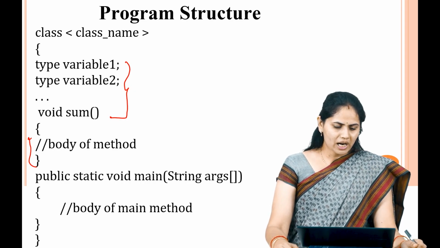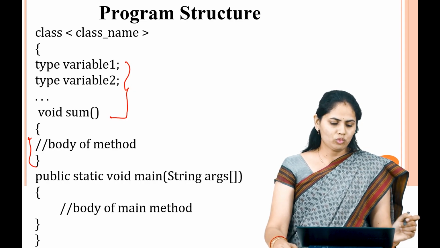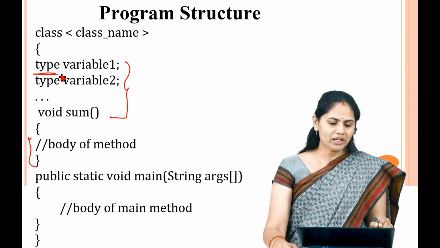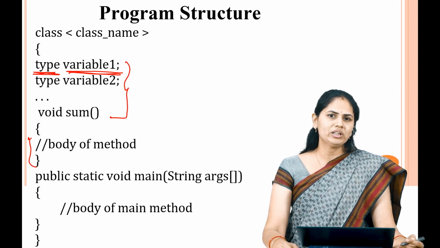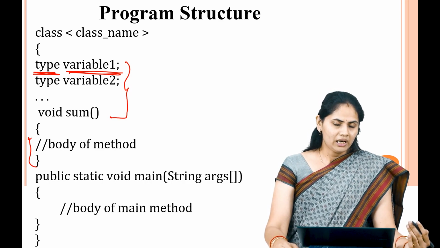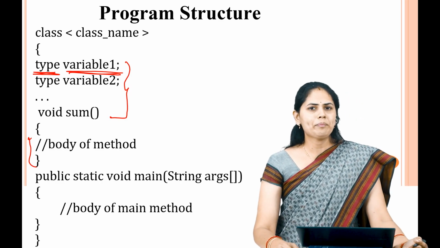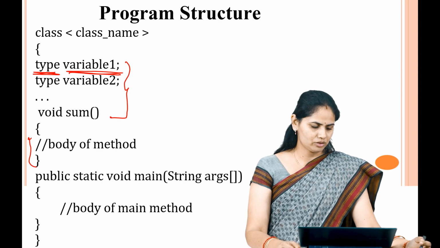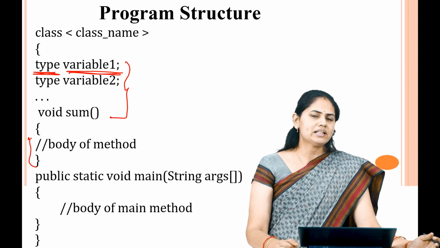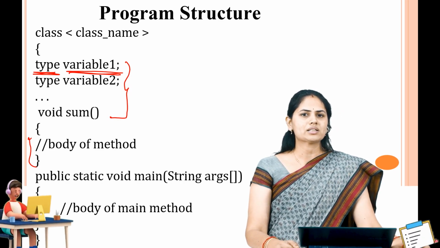Here "type variable 1" is written. What does it mean? This type is a data type, and variable 1 means we can define a number of variables here with their data types. About the data types and all the keywords which we are using in the program, we will discuss in the next video. Before that, I just want to tell you about the class.